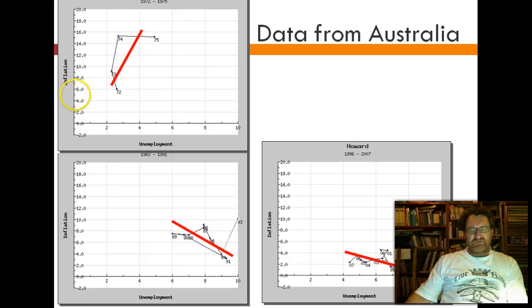This period was known as a period of stagflation. Stagflation because the economy was stagnating and so unemployment was high, but it also had high levels of inflation, thus stagflation.